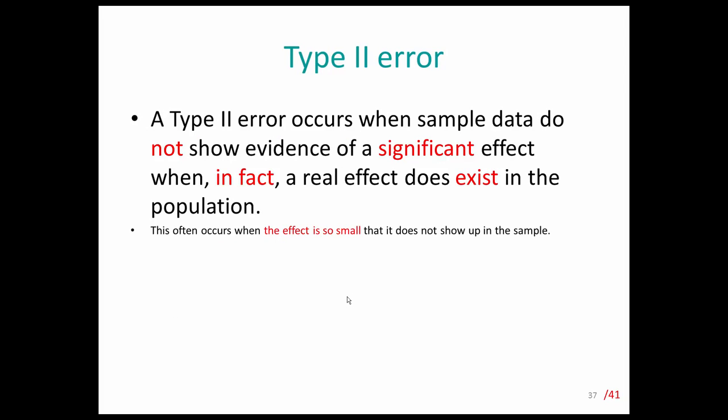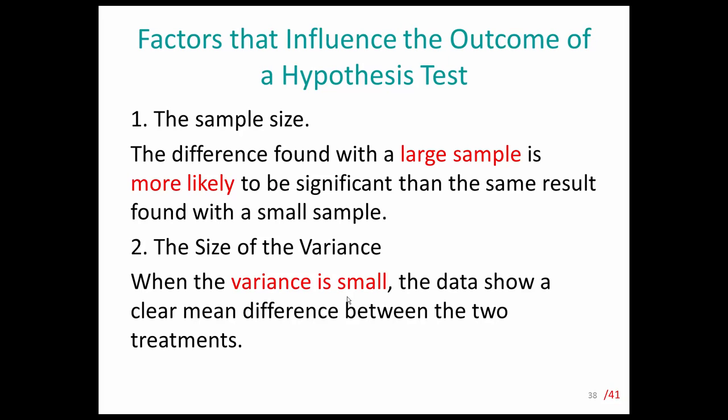Type 2 error happens when sample data doesn't show evidence of a significant effect, while in fact there is a real effect. The chances of type 2 error is high, but the risk is not that high. What are some of the factors that may change the outcome of a hypothesis test? First is the sample size. The difference found with a large sample is more likely to be significant. So if you have a larger sample, it's more likely to see a significant difference.